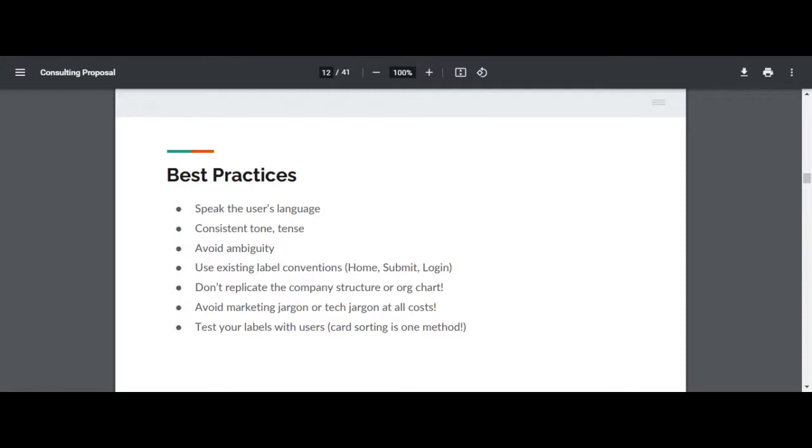Avoid marketing jargon and tech jargon at all costs. Don't try to be cute or clever. We see that very often. Test your labels with users. Card sorting is one method.